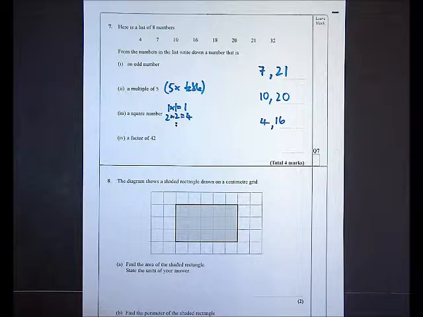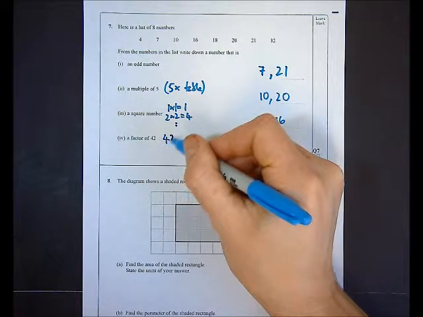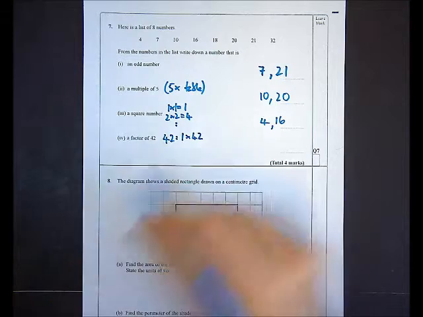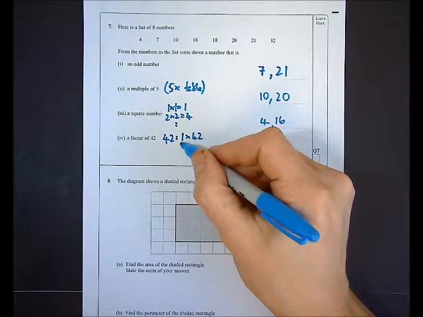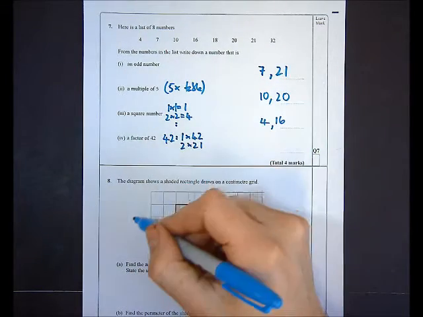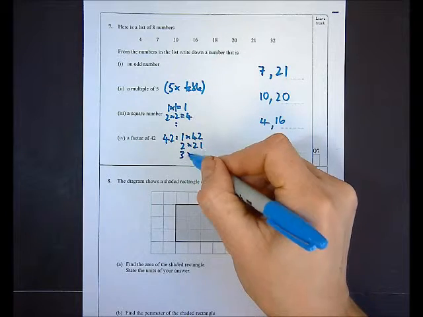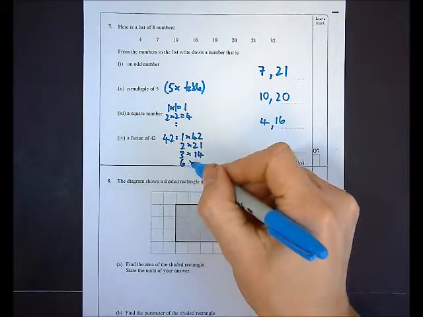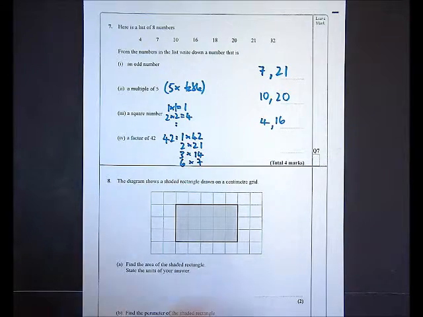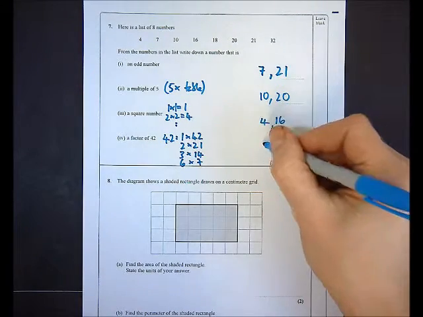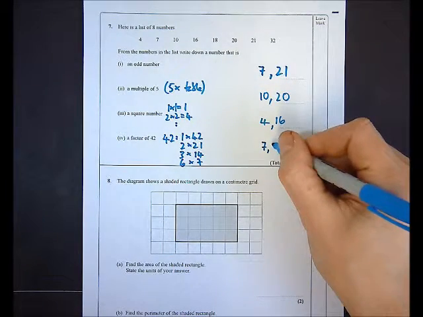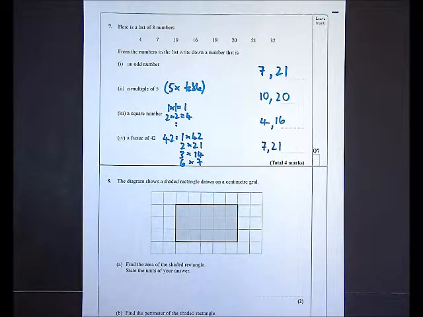And in part 4, I'm asked to write down a factor of 42. Now, a factor of 42 is any number that divides into 42, so 1 times 42. Both 1 and 42 are factors of 42. Similarly, 2 times 21, 3 times 14, and 6 times 7. So any of those would do, so any of those that are in that list. Well, 7's in the list. And I've also got 21 in the list. Either of those two numbers will do.